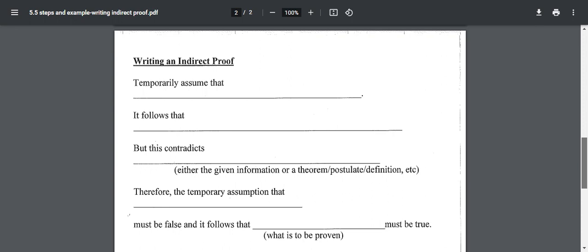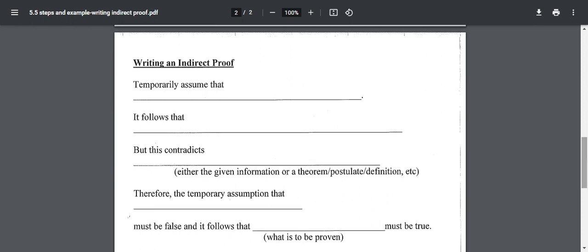So here is the skeleton of the proof, and you'll see this in our section on indirect proof and our assignment for it within the Google Classroom. This PDF is available for you to have either in PDF form or in Google Doc form, so you can just copy and paste and fill stuff in for yourself to be able to more easily follow that format for the indirect proof. So we're going to say temporarily assume that, and then it follows that.